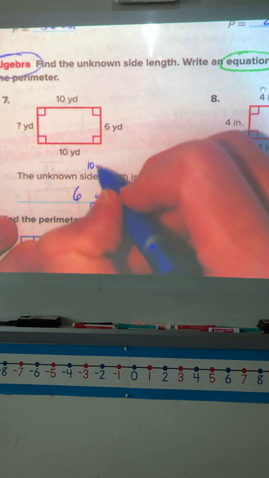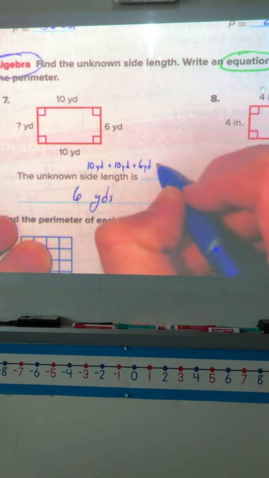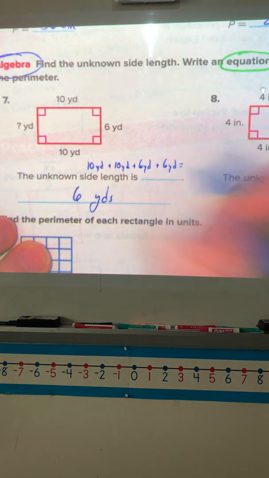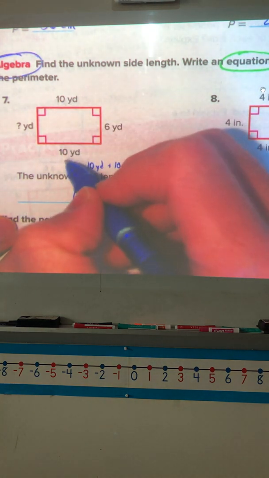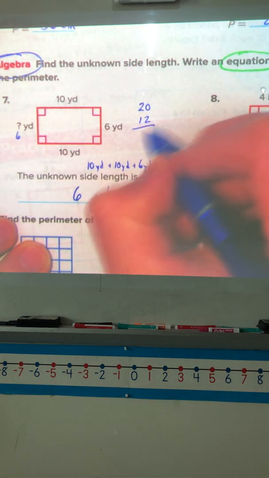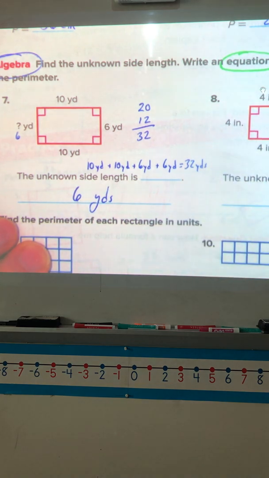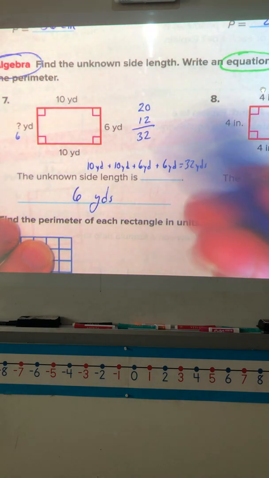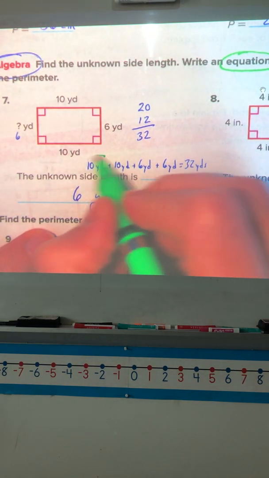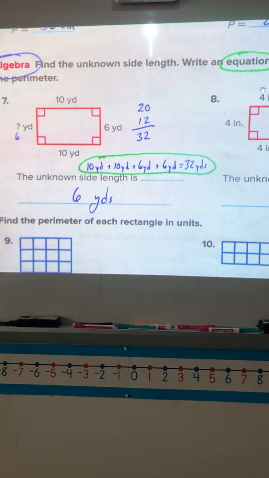We would say 10 yards plus 10 yards plus 6 yards plus 6 yards equals, I see 20, I see 12, 32 yards. Okay, so this is what they're going to be looking for. They're going to be looking for that equation. If they tell you to write an equation, you've got to write an equation. Okay? You've got to write an equation.